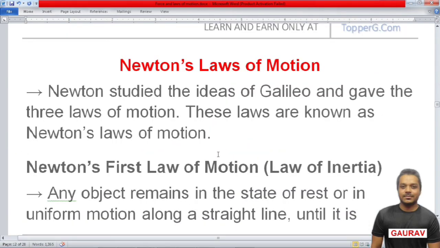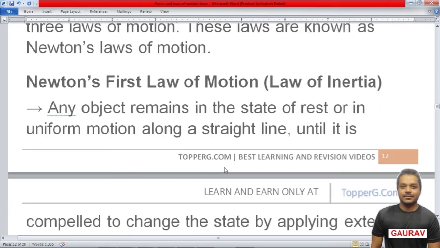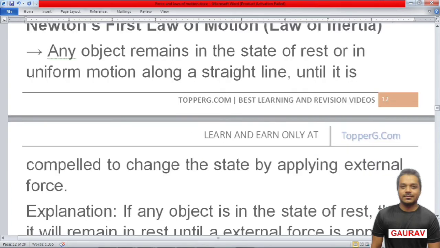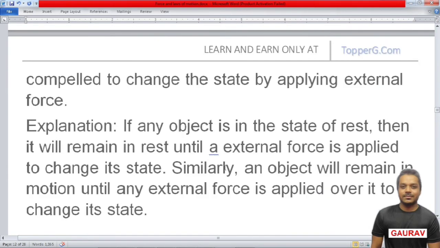Newton's laws of motion. Newton studied the ideas of Galileo and gave the 3 laws of motion. These laws are known as Newton's laws of motion. Newton's first law of motion, law of inertia. Any object remains in the state of rest or in uniform motion along a straight line until it is compelled to change the state by applying external force.